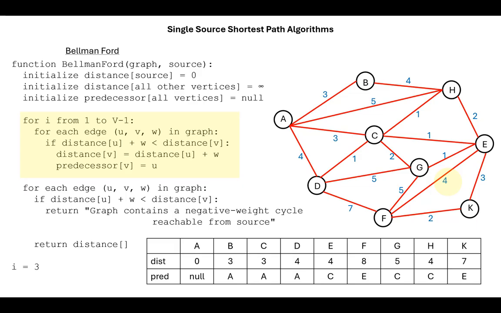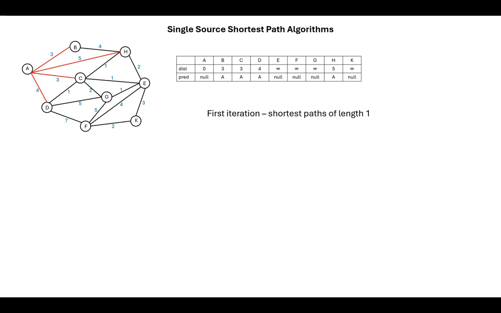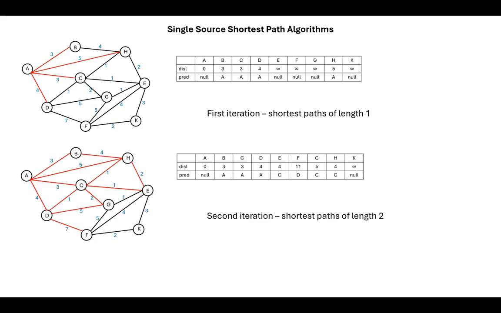When we think about what happens at each pass, notice for the first iteration, we had all the shortest paths of length 1. Then for the second iteration, all the shortest paths of length 2. And when we did i equals 3, we got to the third iteration, and I think we can see just by inspection that the shortest path has a length of 3 edges, so we don't need to go any further.